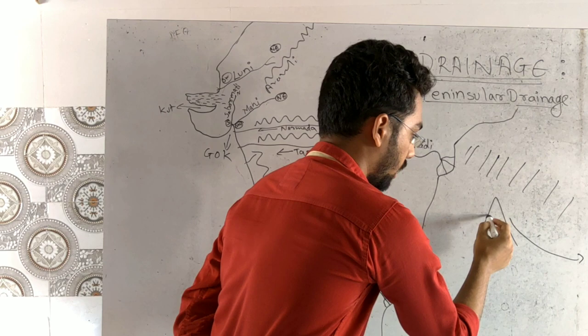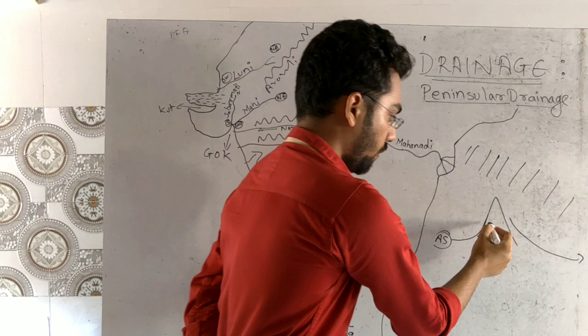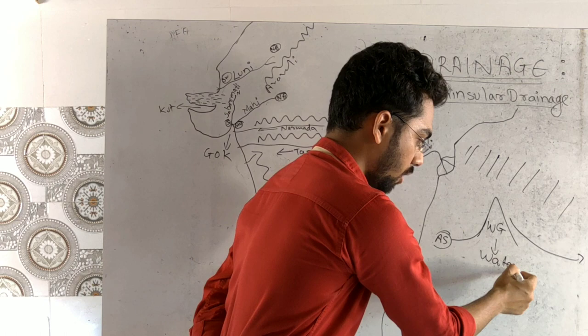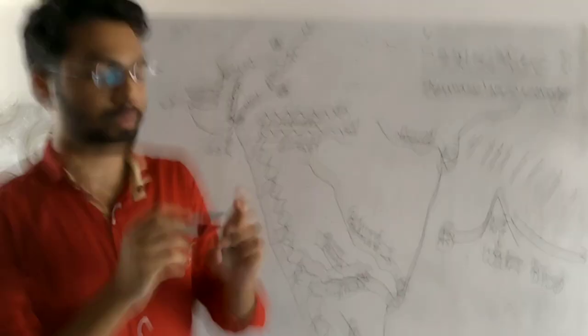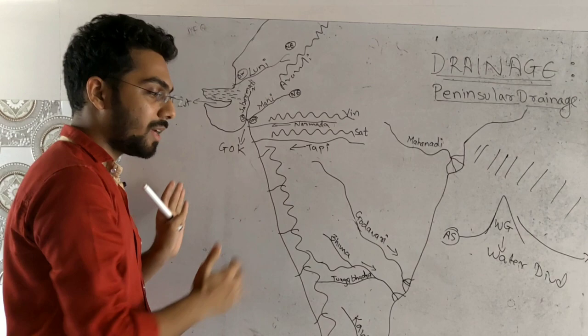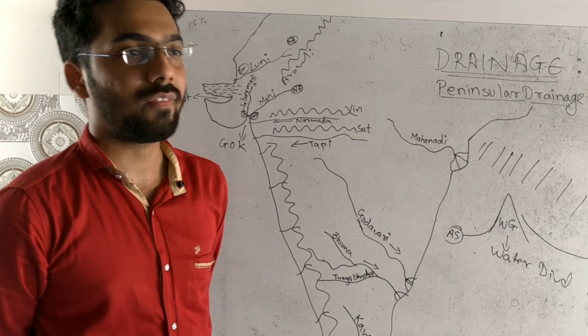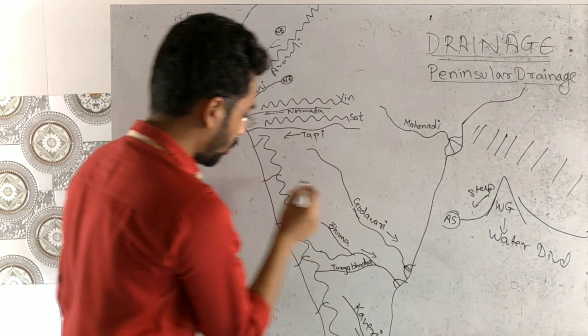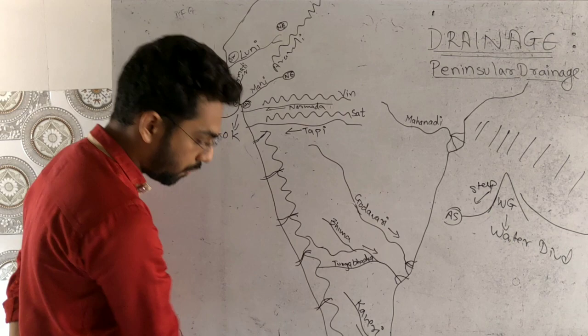So the Western Ghats form a water divide between the rivers flowing towards the Arabian Sea and the rivers flowing towards the Bay of Bengal. For the rivers flowing toward the Arabian Sea, we look at the Western Ghat, as the slope is very steep. So short and swift rivers develop, and they form a large river mouth.